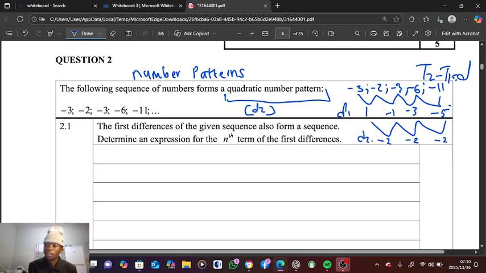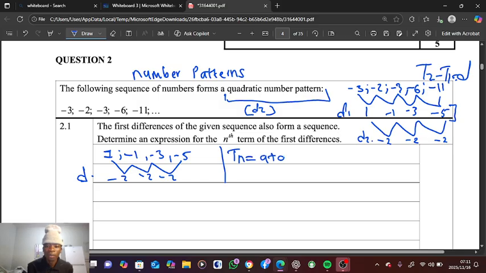They say this forms what? A sequence, which means it's going to be 1, negative 1, negative 3, and negative 5. Here we will notice that our difference is what? Negative 2, since we already calculated. Whenever we have a sequence like this where D, our difference, is all the same, we notice that this is an arithmetic sequence. We're going to have a plus d into n minus 1.